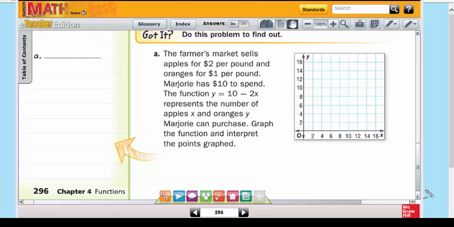Okay, here are solutions to 4-4 letter problems. We'll start with letter A. The farmer's market sells apples for $2 per pound and oranges for $1 per pound. Marjorie has $10 to spend.